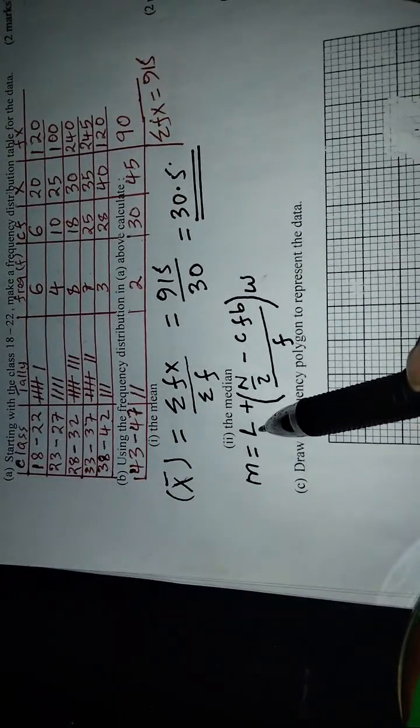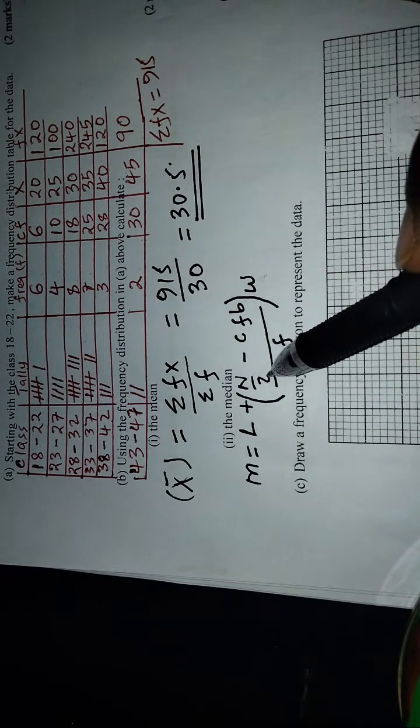Median is given by L plus n out of 2 minus cumulative frequency before, divided by frequency. Then we multiply everything here by the class width. So in this formula we have the lower class boundary of the median class plus total frequency, which is n, divided by 2, then minus cumulative frequency just before the median class, divided by frequency of the median class, multiplied by the width of the median class.